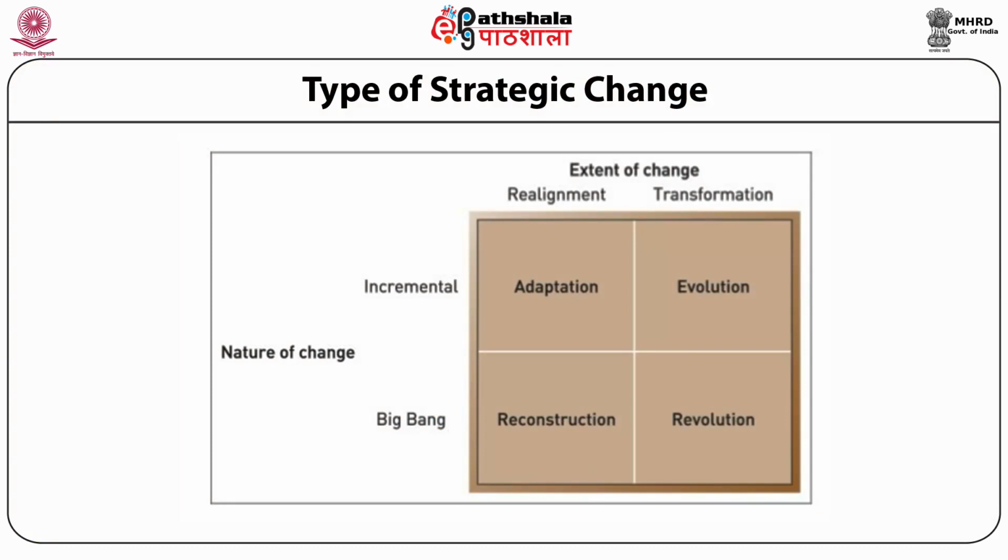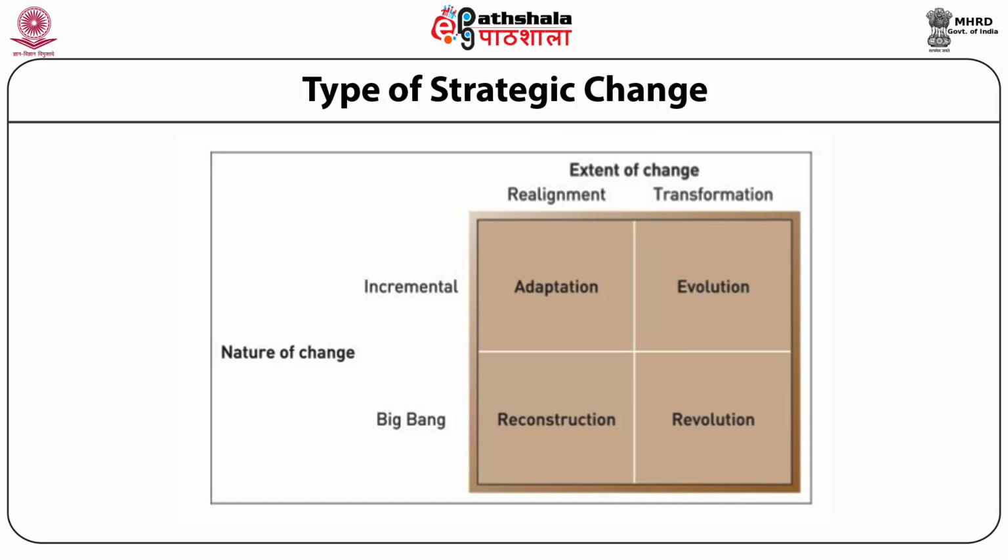So look at what are the various types of strategic changes that can be brought. There are basically 2 dimensions that we consider here, as we discussed earlier. First is what is the nature of change, and second is what is the extent of change. The nature of change can either be incremental or a big bang change, where all of a sudden something really changes very fast. And if you talk of the extent of change, it could be a simple realignment process or a transformational change.